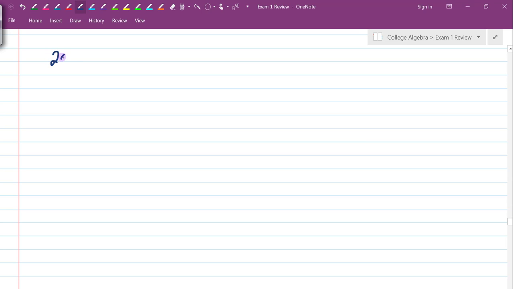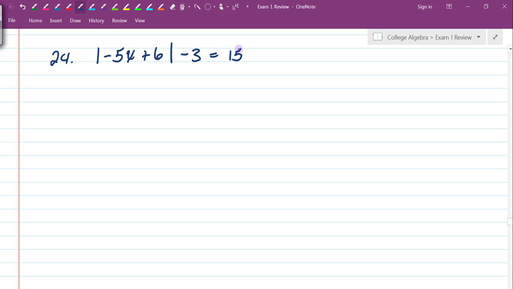So number 24 looks like this. It says we have the absolute value of -5x plus 6, absolute value sign, minus 3 is equal to 15. Okay, so that's the problem.